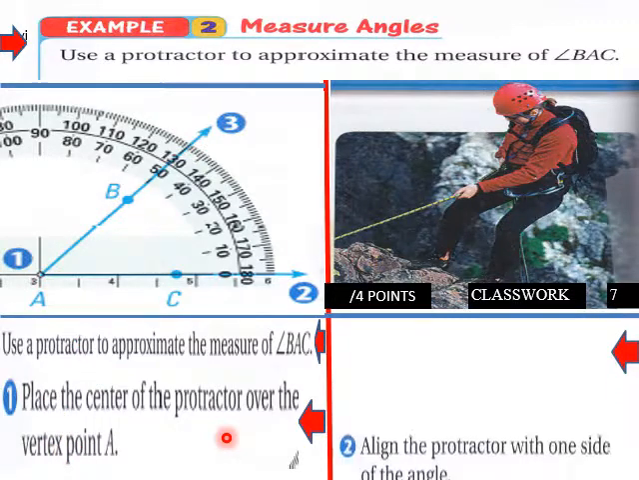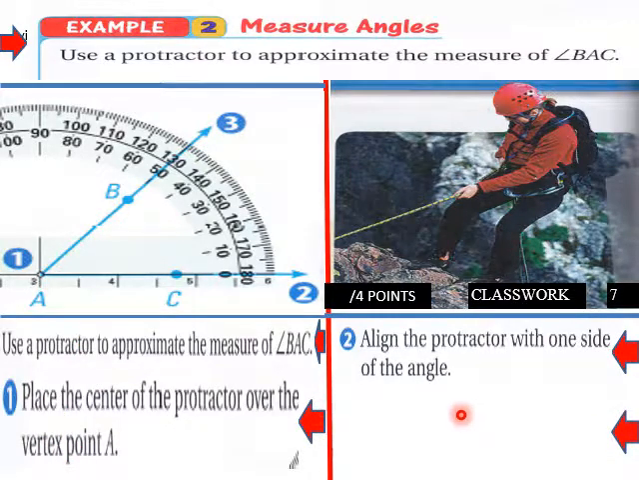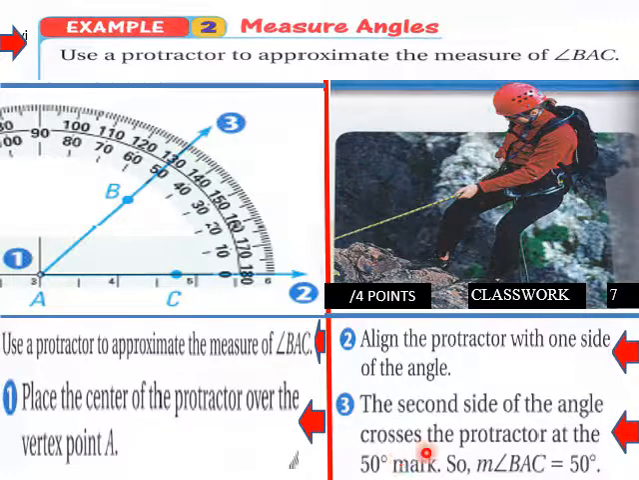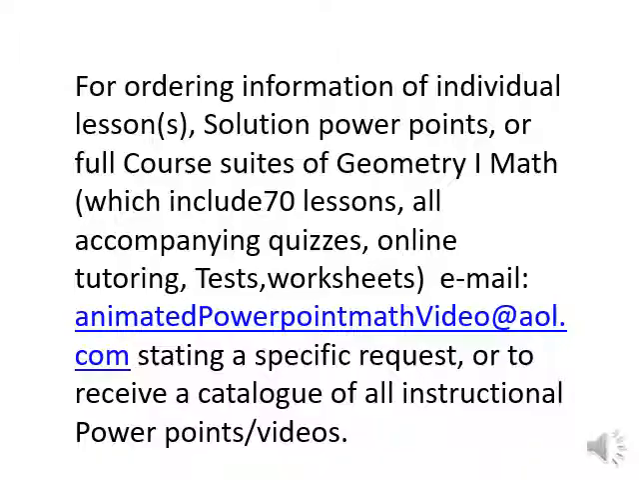There's your vertex. Align the protractor with one side of the angle. The second side of the angle crosses the protractor at 50 degrees. So BAC here, you got a 50 here. So it'll be 50 degrees for that angle. There is your 50. And that's part 1 of 1.6.